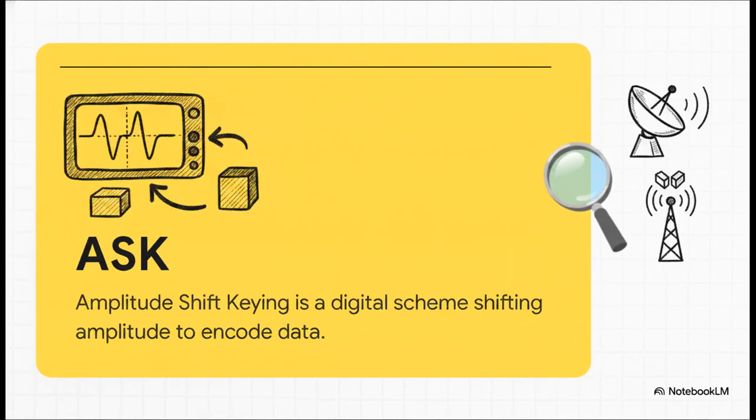Next on the list is ASK, or Amplitude Shift Keying. The absolutely crucial word to remember here is digital. This is definitely not your grandfather's AM radio. ASK is specifically a digital modulation technique. It takes those digital ones and zeros and encodes them by actually shifting the amplitude, or the height, of the carrier wave.